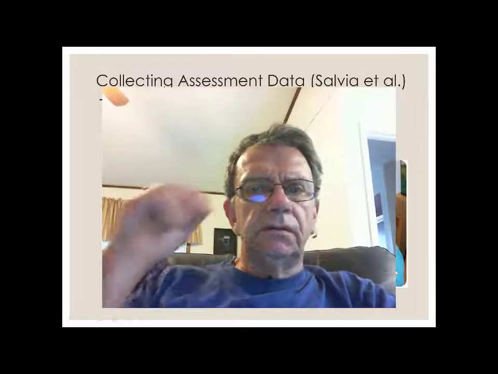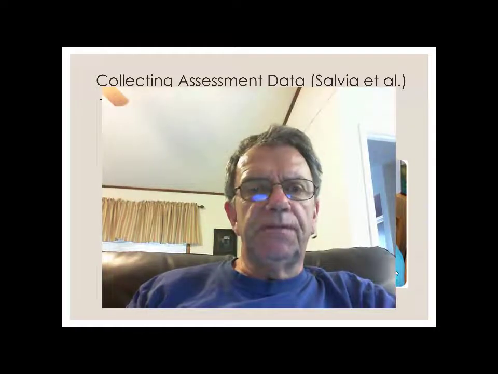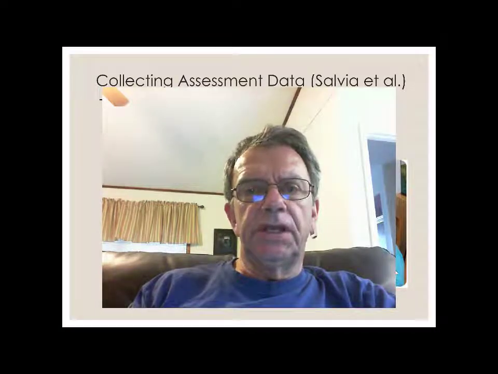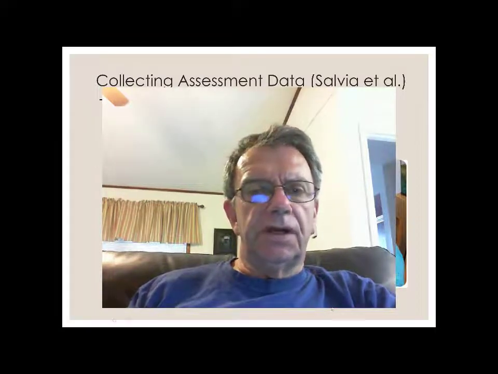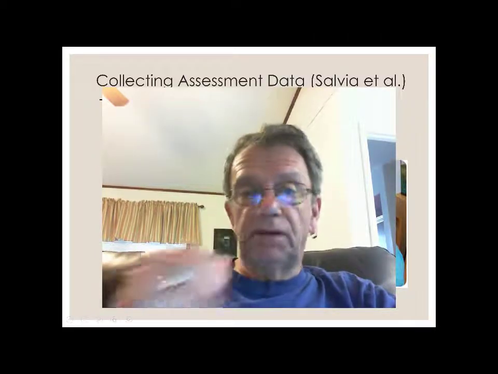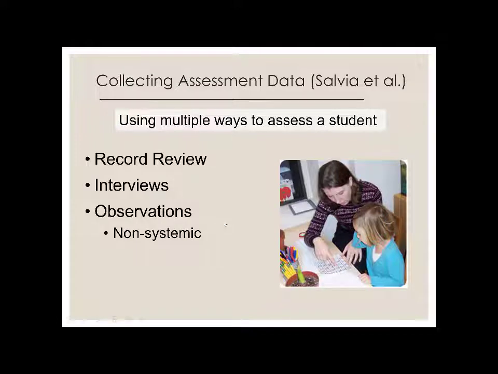I'm going to interject here, edit this film, because I just wanted to mention the similarity between the Waterman article, which I'm not requiring you to read, and the Salvia et al. chapter. Those authors begin the chapter by talking about multiple ways to assess a student, and they include record review, interviews, observations, which are non-systematic or systematic, and testing. So those are the four general areas that Salvia et al. mention.